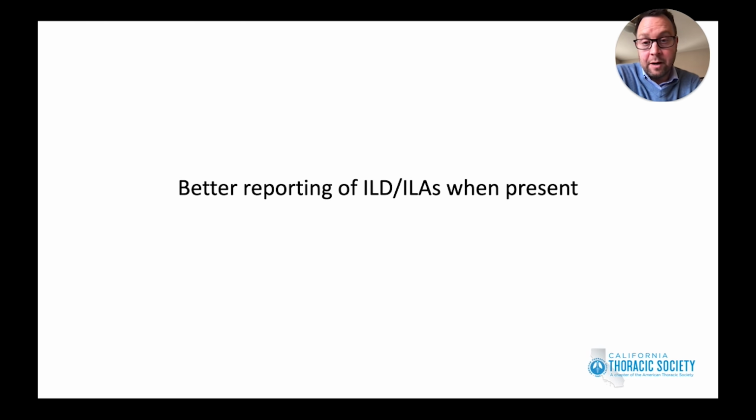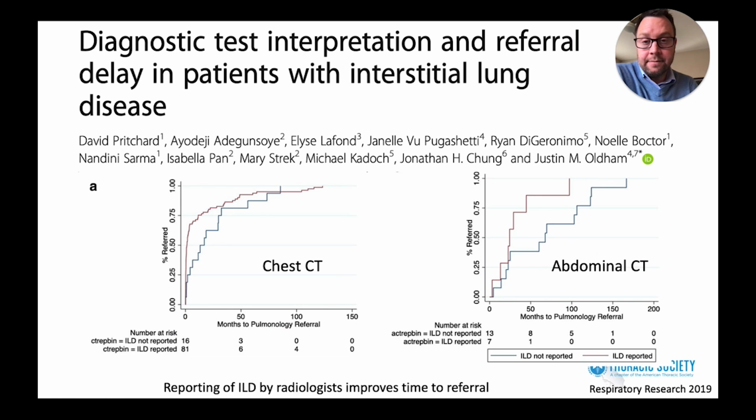So next, let's talk about better reporting of ILD and ILAs when present. This was a paper we published in Respiratory Research in 2019, where we looked at the mention of interstitial abnormalities on chest CT and abdominal CT. What we found was that when the CT findings of interstitial abnormalities were mentioned by the radiologist, it did result in a much more prompt referral for pulmonary evaluation.